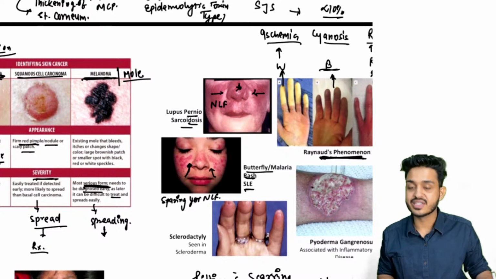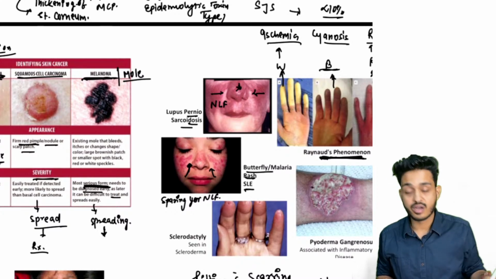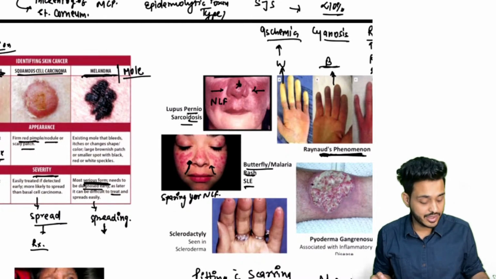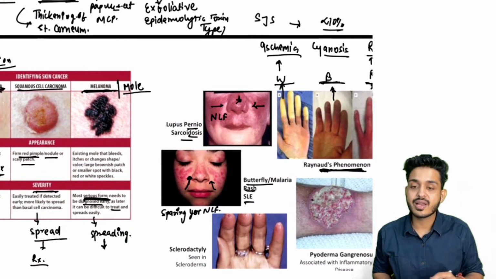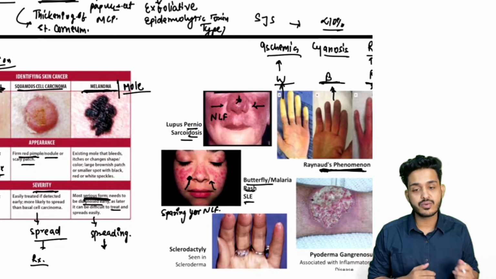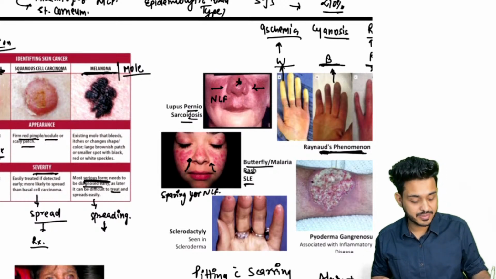Raynaud's phenomenon can be seen with multiple diseases, for example scleroderma, which is systemic sclerosis. You can also see it over there. In this situation, this can be due to hot and cold phenomena as well. Extreme heat or extreme cold can also precipitate this situation.